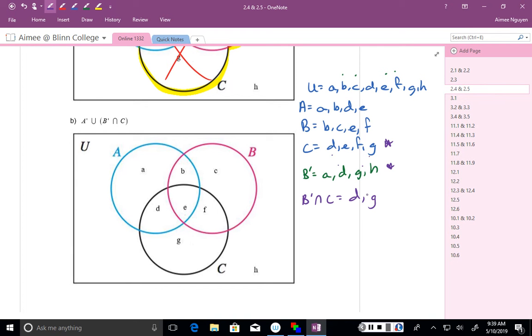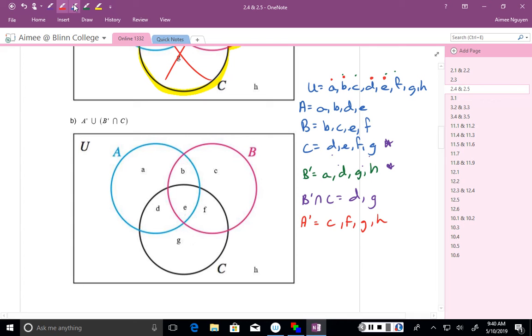Now I need the union with A complement. Again, before I can do that union, I need to know what A complement is. So complement of A, everything in the universe that's not in A. In A, we have A, B, D, and E. So what's left there would be C, F, G, and H.